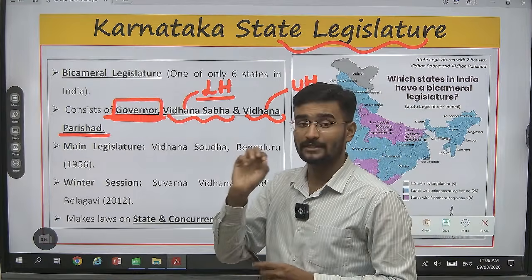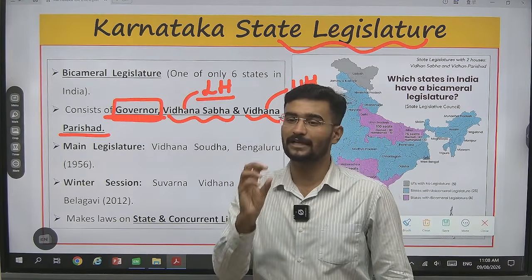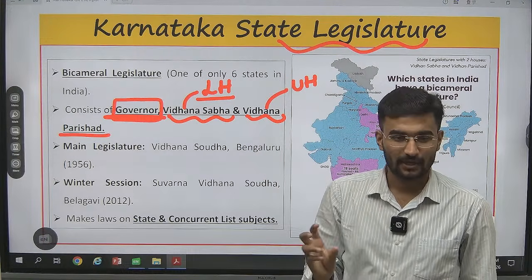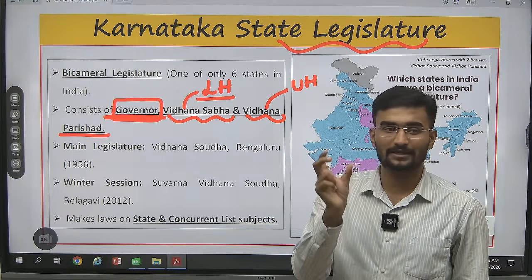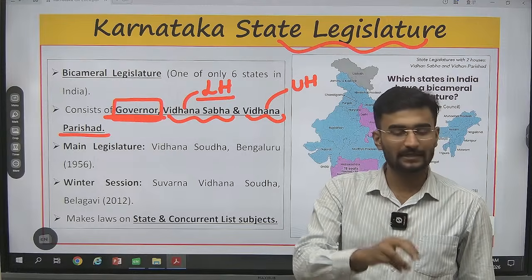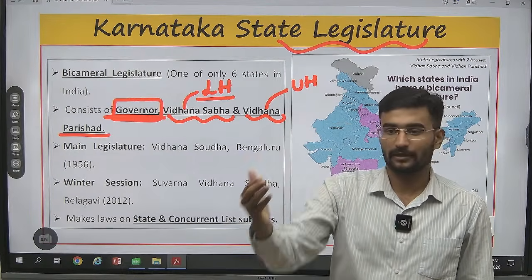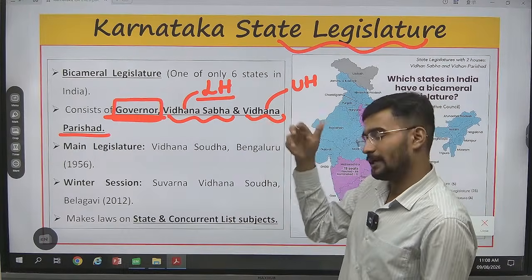Second one we call it as Vidhana Sabha. How many members are a part of Vidhana Sabha? How many members? 224. Now out of this 224, whichever party gets the majority, they'll form the government. Next one, it is obviously yes.